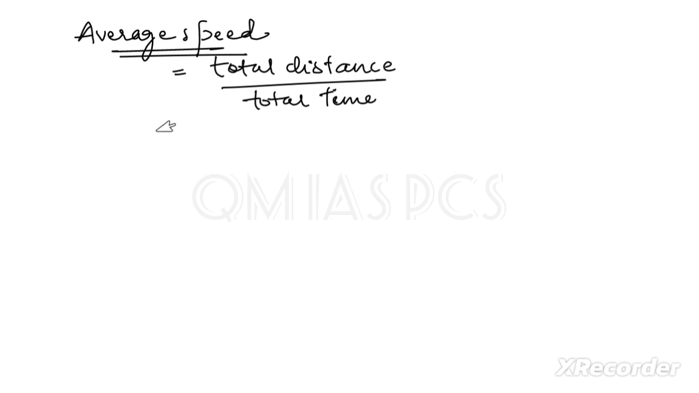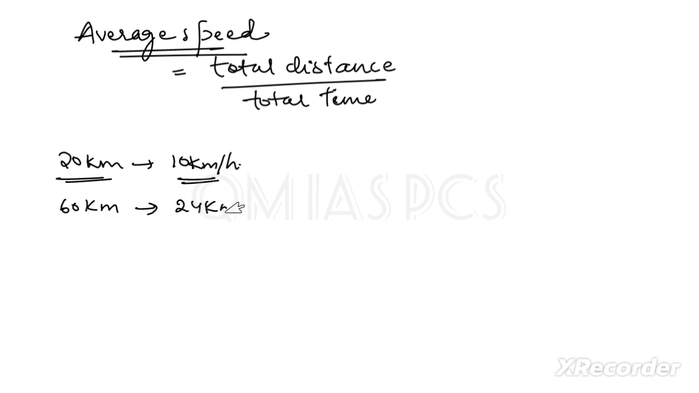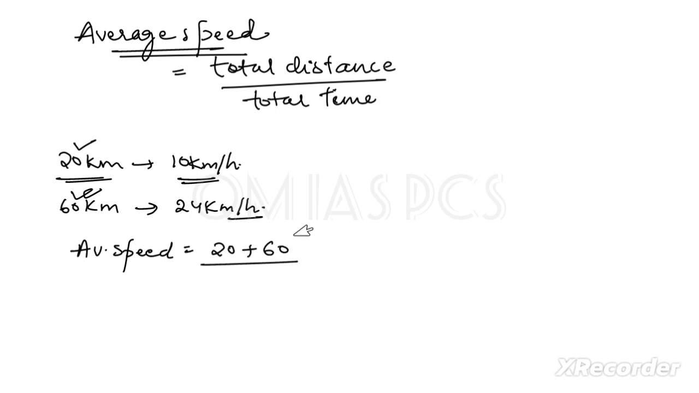There is a person who covers 20 kilometer at a speed of 10 kilometer per hour. That distance is given, that speed is given, and then one more thing is given: 60 kilometer he has covered at 24 kilometer per hour. Now for these two data we have to calculate the average speed. What will be the average speed? Average speed is equal to total distance, same formula, and total distance is this 20 kilometer plus this 60 kilometer. So we will write 20 plus 60 divided by total time.